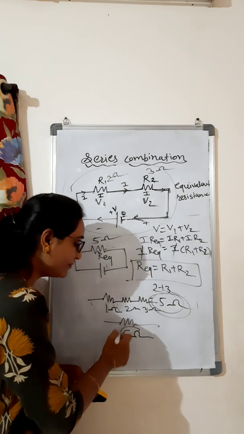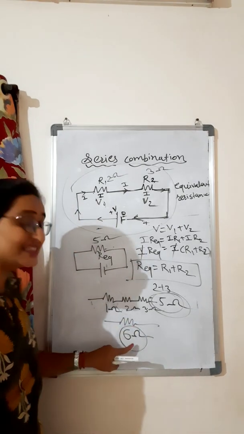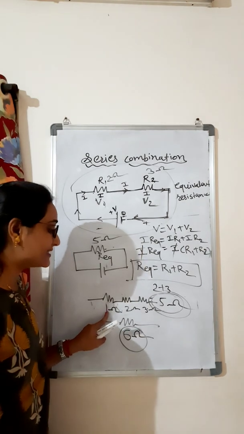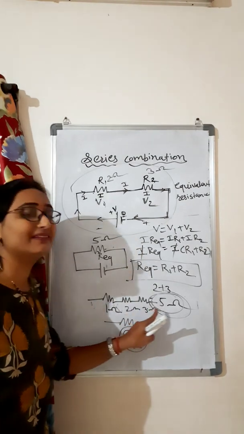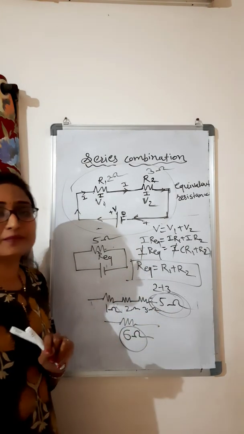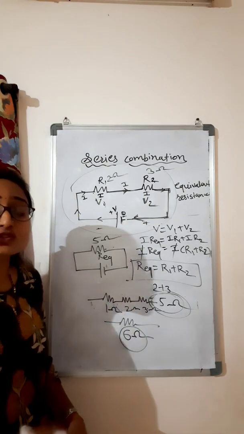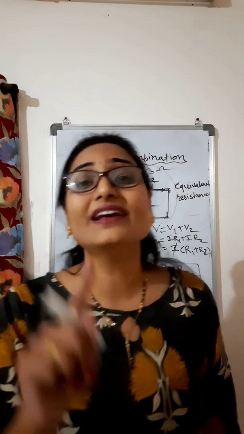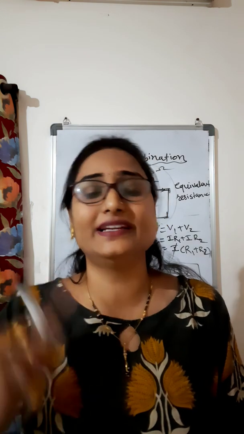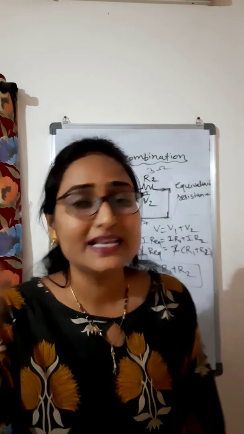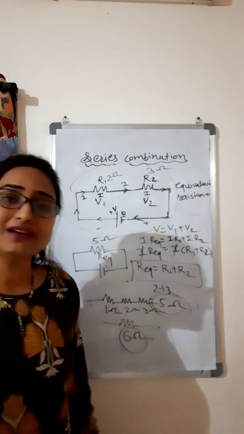Means if you see this 6 ohm resistance, this R equivalent is always greater than the individual resistances. No resistance is there greater than the R equivalent. So in series combination, R equivalent is greater than the individual resistance.